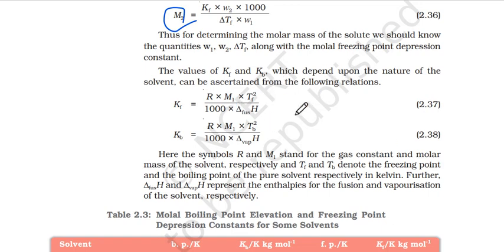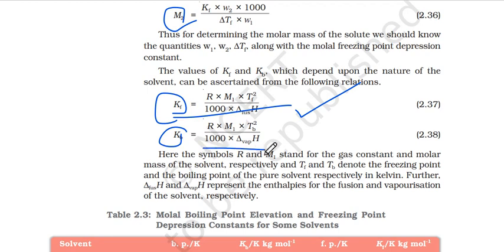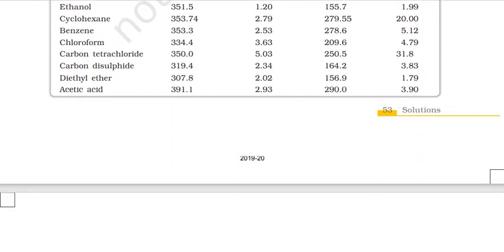Fine. Here the symbols R and M1 stand for the gas constant and molar mass of the solvent respectively. TF and TB denote the freezing point and the boiling point of the solvent. Here they've given a relation, KF is equal to this, we know, and here with KB our TB will come, fine. Further, delta H fusion and delta H vaporization represent the enthalpies for the fusion and vaporization of the solvent respectively, because in melting we look at fusion, and in boiling we look at the enthalpy of vaporization. These are some values given, you need not do them for your exams.